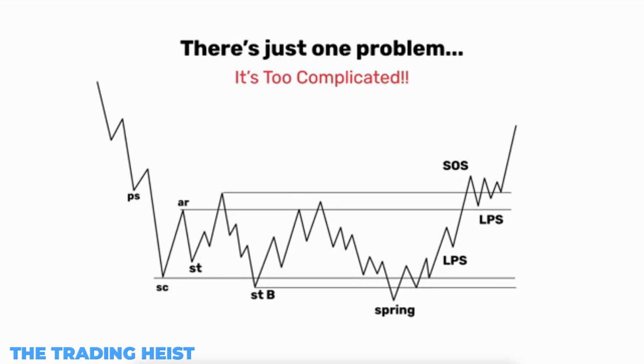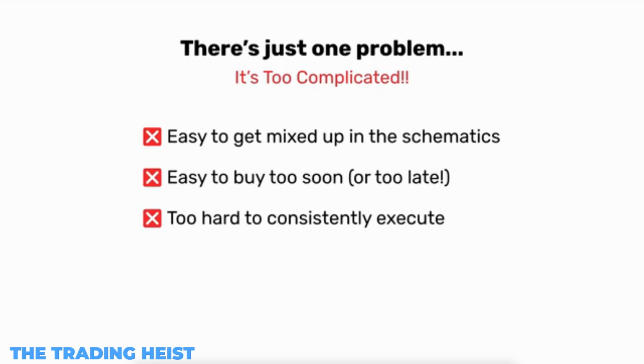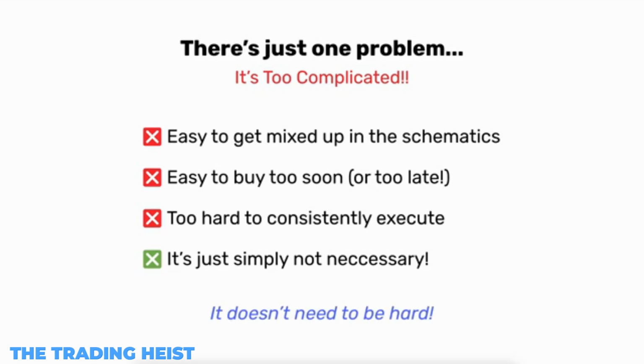But there is just one problem, and that is that, in my opinion, and the opinion of many others, it's just simply too complicated. I mean, look at this schematic. Are we really going to see this happening in real time and be able to execute upon it without getting lost? There is so much going on and so many mini moves that we have to keep track of if we want to accurately execute off of Wyckoff schematics. It's easy to get mixed up in the schematics. It's easy to buy too soon or too late and miss the move altogether. And ultimately, it's too hard to consistently execute. And quite simply too, it's just not necessary to get this complicated. It doesn't need to be this hard.